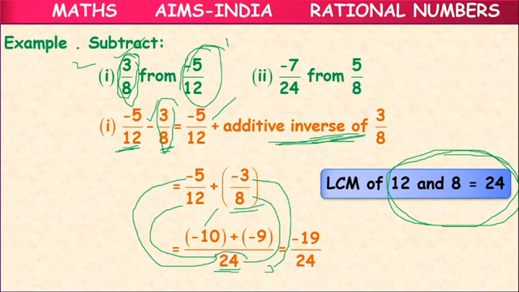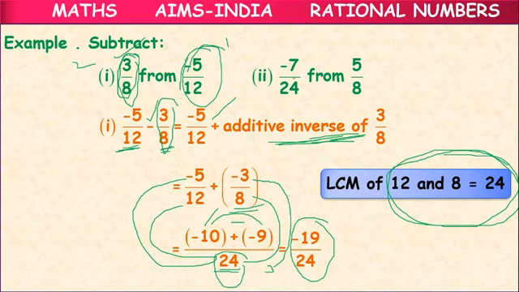Now, we have only one denominator. Numerators we can add like normal integers. So, plus into minus, it will become minus. Minus 10, minus 9. How much? Minus 19 by 24. In this way, we can do subtraction of two rational numbers with the help of addition.